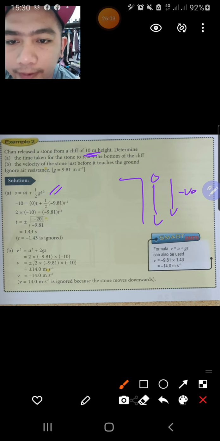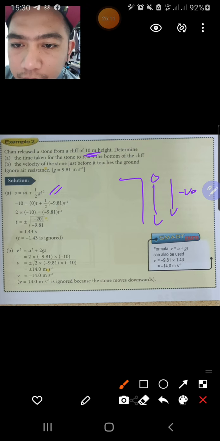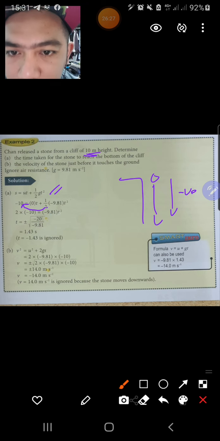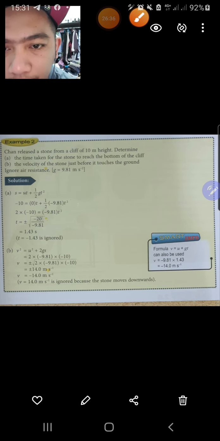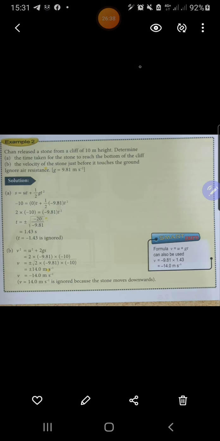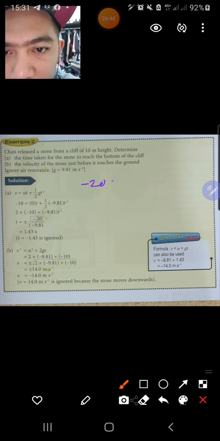Then t, 1 over 2, and G, the value of G is negative 9.8, times t square. Negative 0 times t, of course it is 0. So here the 2 goes to here, this 2 brings to here. That's why 2 times negative 10. To find t, we must have this. So it will become negative 20.